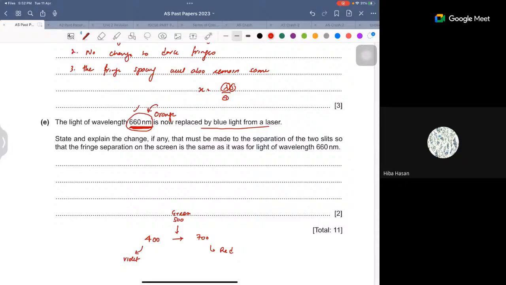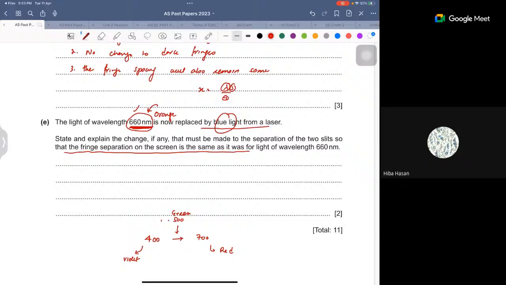And blue is closer to violet. So what would be the lambda for that? Around, yeah, before green it will be blue. So it will be like 480, whatever. So now we know that it has gone from a higher wavelength to a lower wavelength. The question says state what change must be made to the two slits so that the fringe separation on the screen stays the same. We want to keep the fringe separation the same.